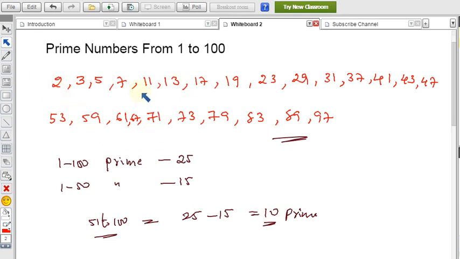And the single digit prime numbers are only 2, 3, 5, 7. And the two digit largest prime number is 97. So based on these, questions can come.